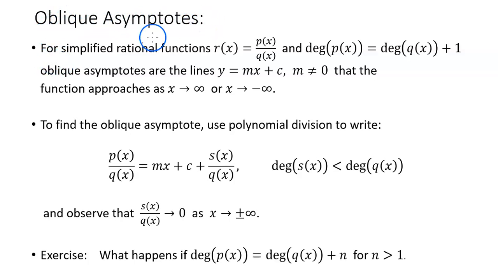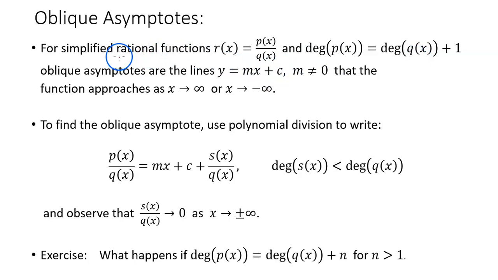Oblique asymptotes. For simplified rational functions, r of x equals p of x divided by q of x, and the degree of p of x is equal to the degree of q of x plus 1. So the degree of the numerator is equal to the degree of the denominator plus 1. So the one on top is one more than the one on the bottom.